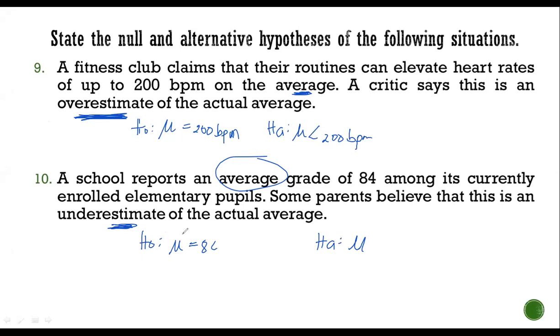What should be the symbol for your alternative hypothesis for number 10? Okay, very good. So since underestimate, masyadong mababa yung 84. Mga valedictorian yung mga yan. Lahat sila. So, magagaling sila. Okay? So, ibig sabihin, underestimate masyadong mababa. Anong gagawin natin? Taasan natin. Taasan natin sa 84.